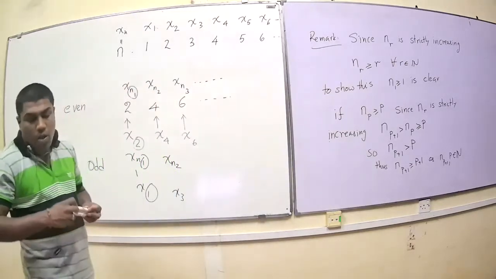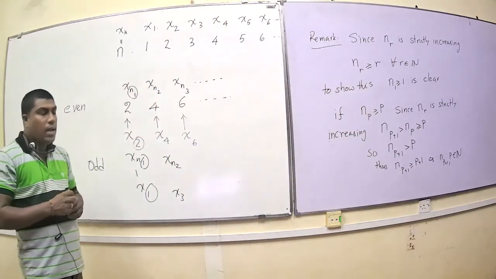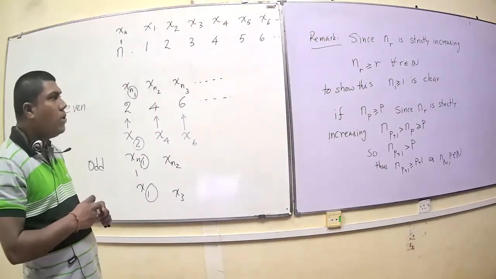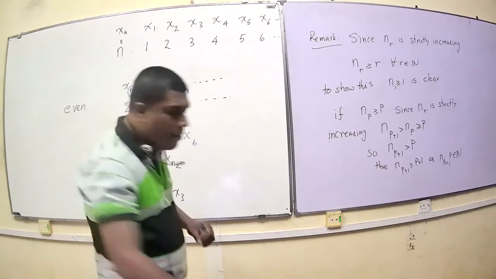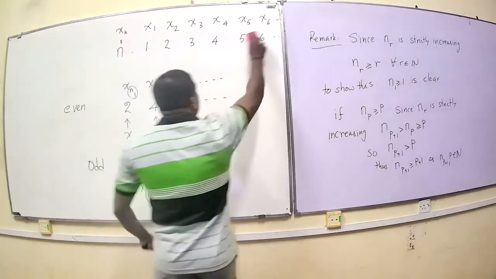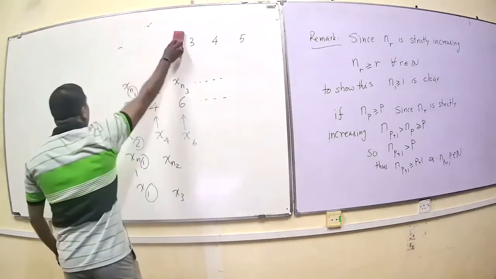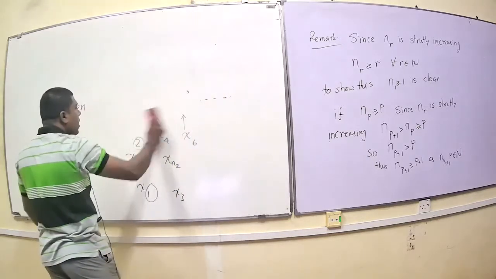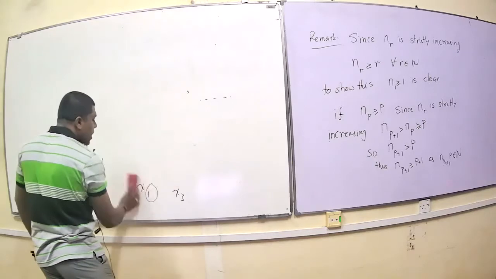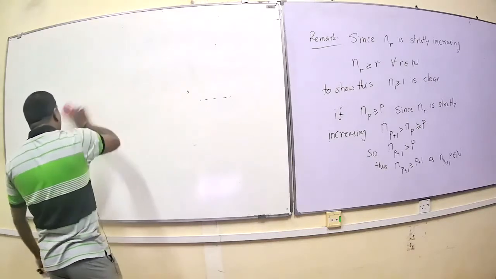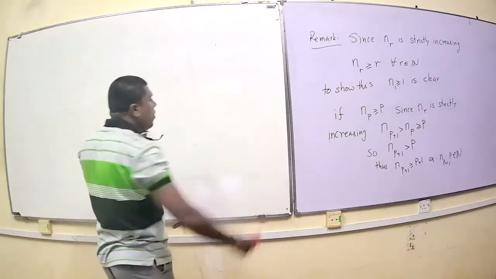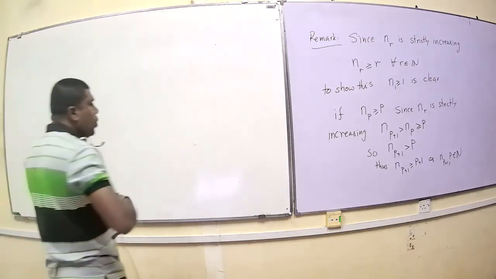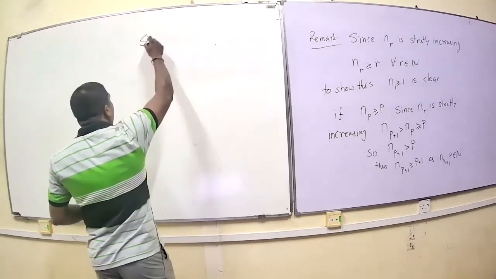So by mathematical induction, you can say that the sequence n_{r+1} is always greater than n_r. So the reason you are doing this is to show that if the sequence converges, then when you take the limit of the sequence, you can always take the limit of the subsequence as well.